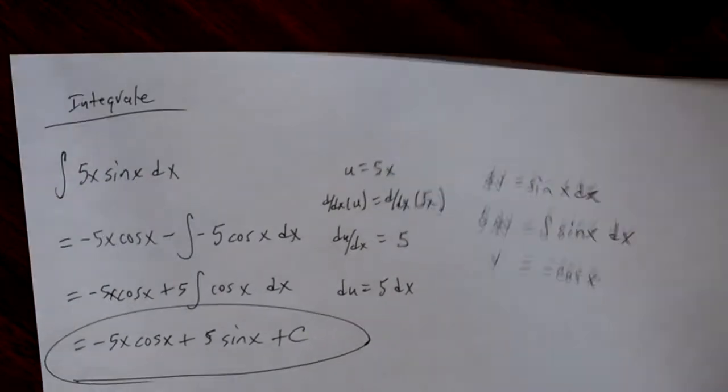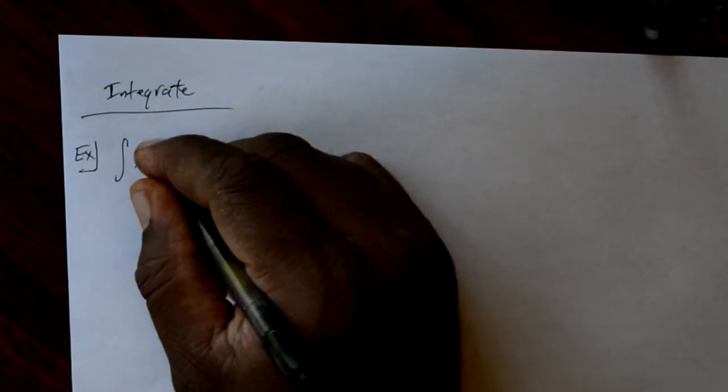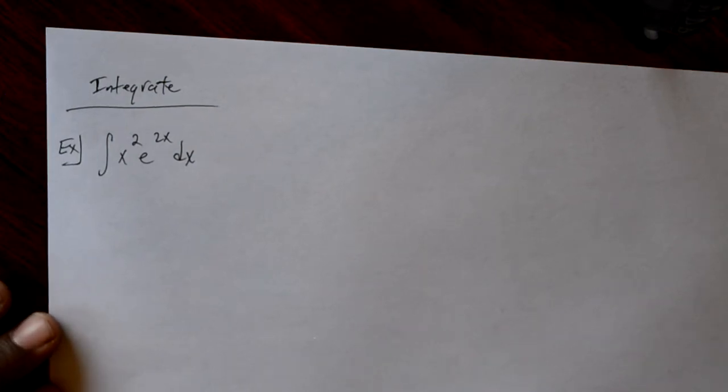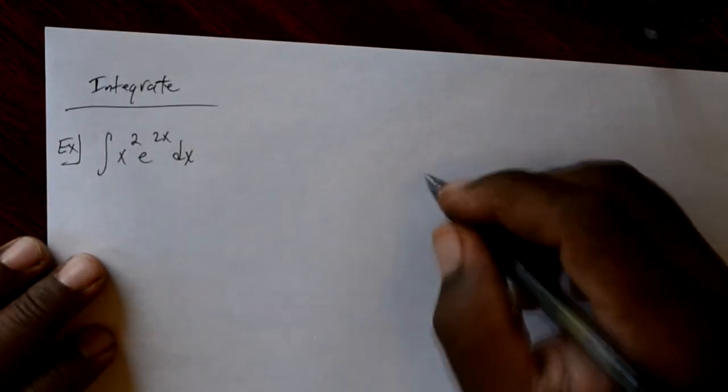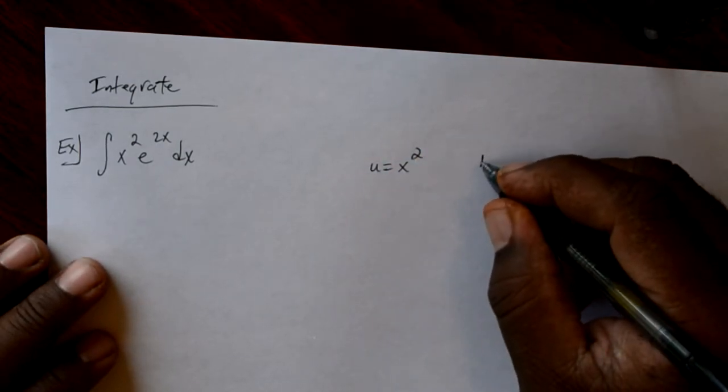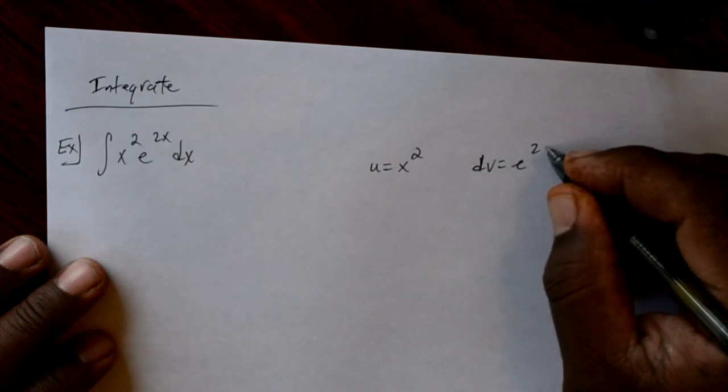Let's take a look at another example. Here we're asked to integrate x squared times e to the 2x dx. Sometimes you must use the integration by parts formula more than once, as we'll see in this example. Here we'll set u equal to x squared, and we'll set dv equal to e to the 2x.